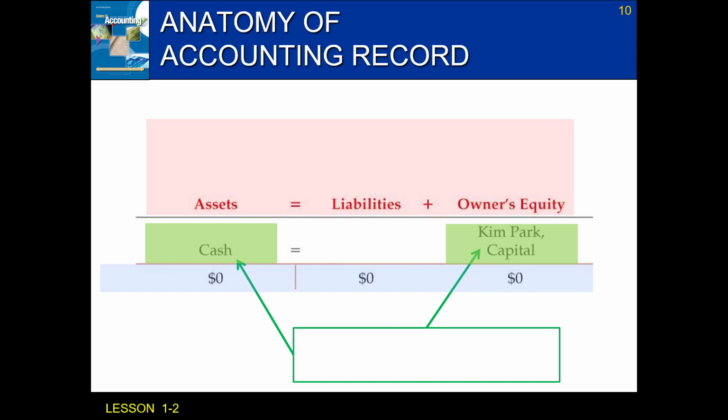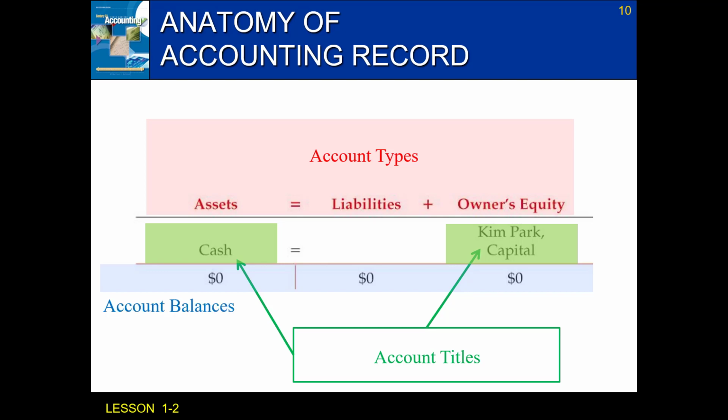The first are those things in red, which is our accounting equation of assets equals liabilities plus owner's equity. Every single account that we use will have an account type. So they're either an asset account type, a liability account type, or an owner's equity account type. In green, we have the actual account titles for the specific types of accounts. So cash is an account title for the account type of asset. Kim Park Capital is the account title for the account type of owner's equity.